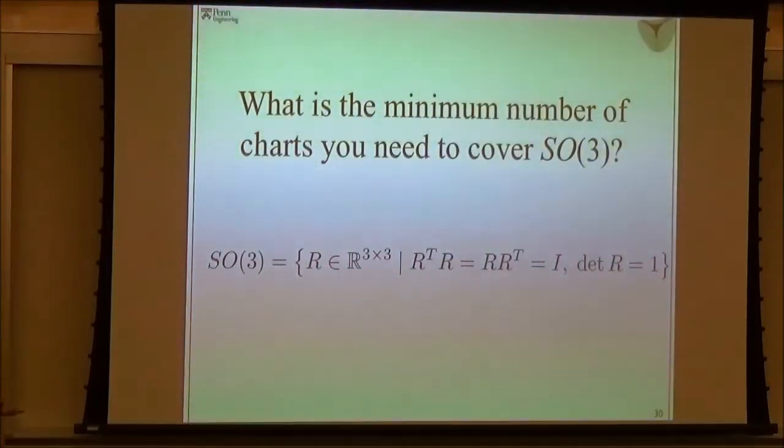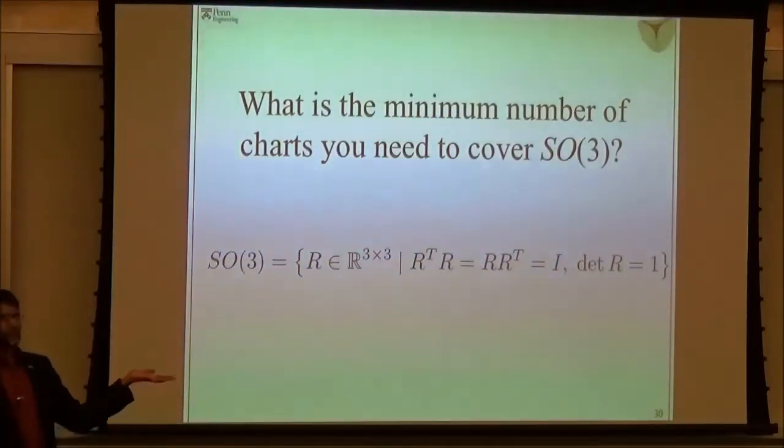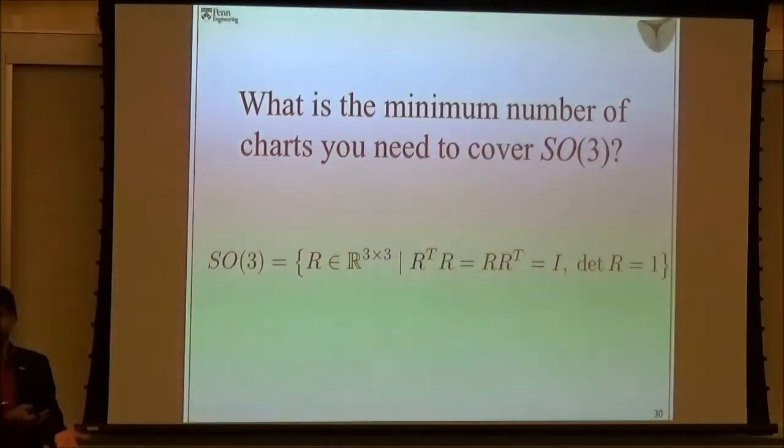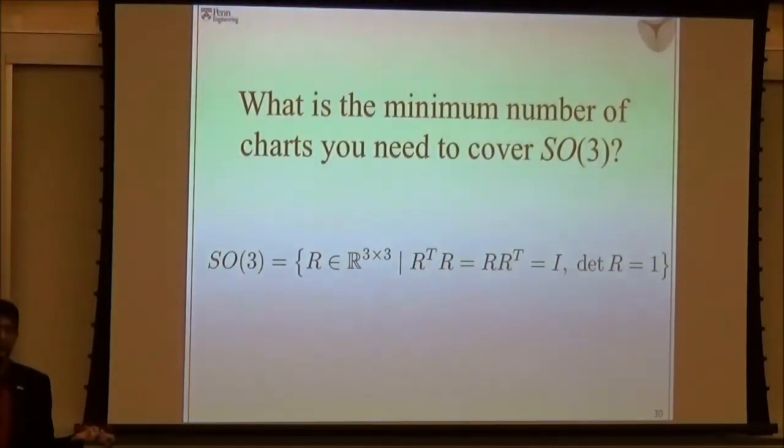I think Euler angles. What's the problem with Euler angles? Like you run into problems when one of the angles becomes 0 or pi, right? So that clearly doesn't work. So how many different charts do you need to cover all of SO3?